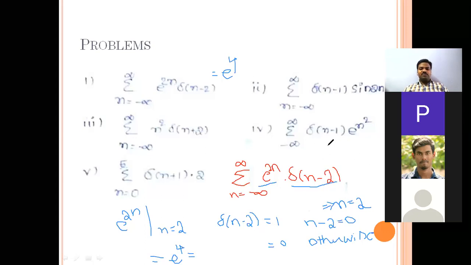Now please tell me the answer for this one: sigma from minus infinity to plus infinity, delta of n minus 1 into e power n square.